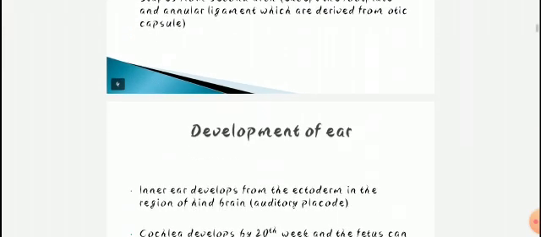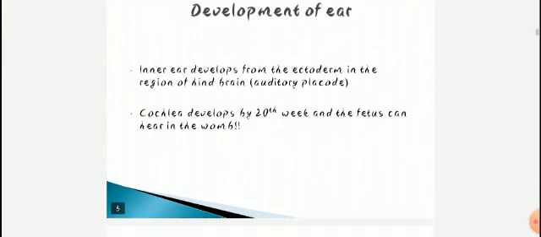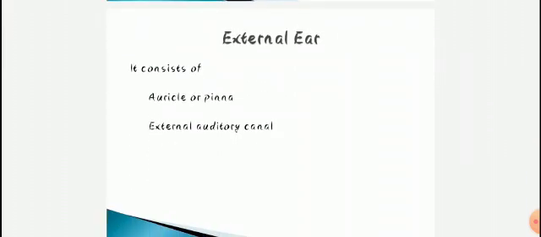Inner ear develops from the ectoderm in the region of hindbrain, and cochlea develops by 20th week, and the fetus can hear in the womb. So surprising.